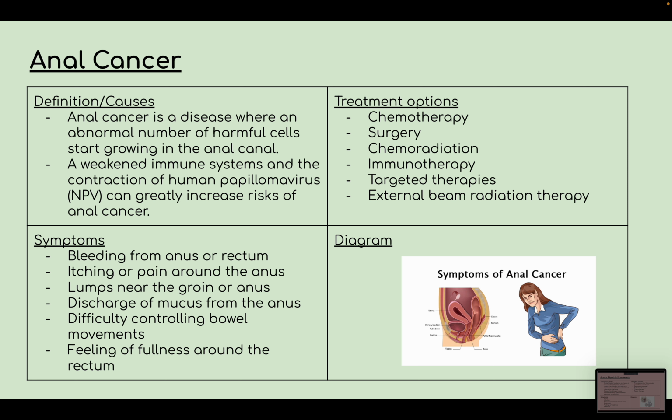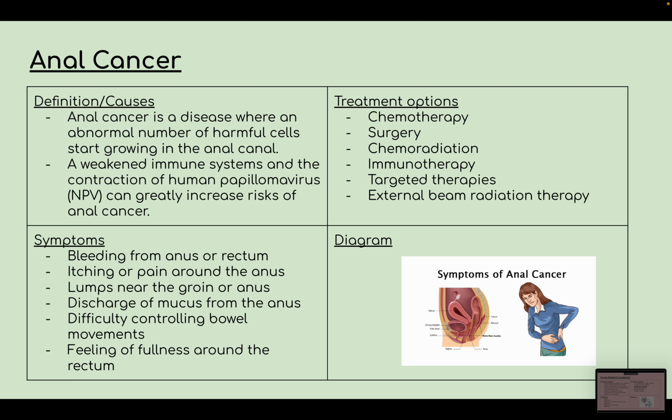And symptoms may include bleeding from the anus or rectum, itching or pain around the anus, lumps near the groin or anus, discharge of mucus from the anus, difficulty controlling bowel movements, and feelings of fullness around the rectum.